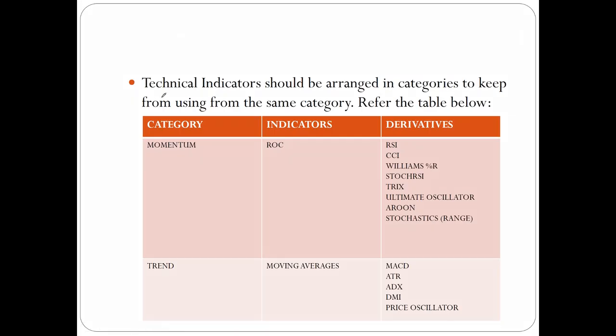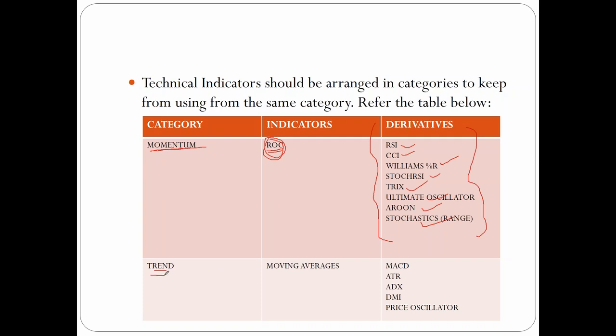So I have made a category. Technical indicators should be arranged in categories so you keep using the same category, and you can refer to this table. When you are using momentum, the indicator calculates the rate of change of price. So RSI, CCI, Williams R, stochastics, Strix, ultimate, Aroon, and stochastic range calculate the rate of change. They are calculating the same thing, rate of change. They are not calculating different things.